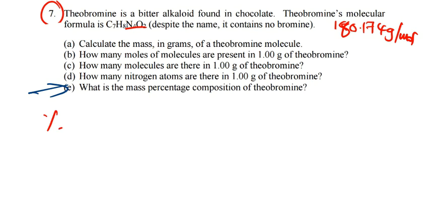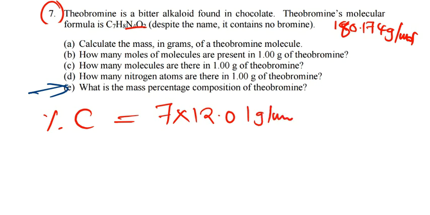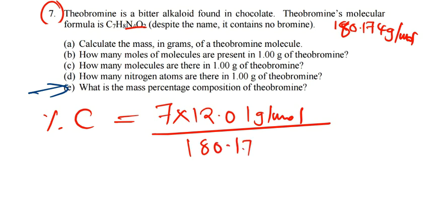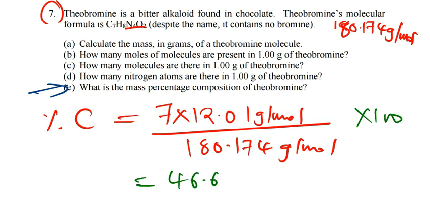To give an example of carbon, how many carbon atoms do we have? We've got 7 of them, multiplied by the molar mass, 12.01 grams per mole, divided by the total mass of the entire compound, the relative molecular mass, which is 180.174 grams per mole, multiplied by 100. That will give us the mass percentage of carbon. So it's 46.6% carbon.